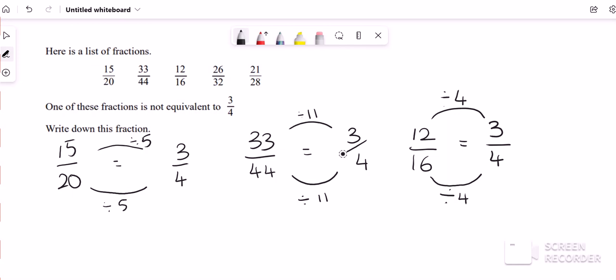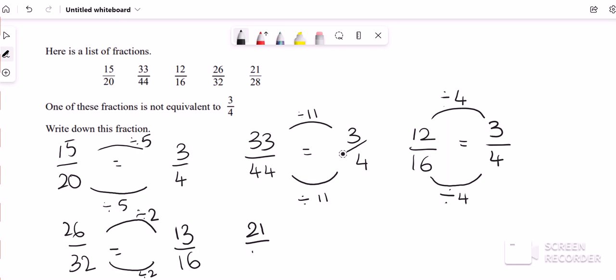Now, next one, we've got 26 over 32. So 26 and 32, this one can be divided by 2. So I get 13. And this can be divided by 2. And I get 16. I think we've got our answer, guys. But let's solve the last one as well.